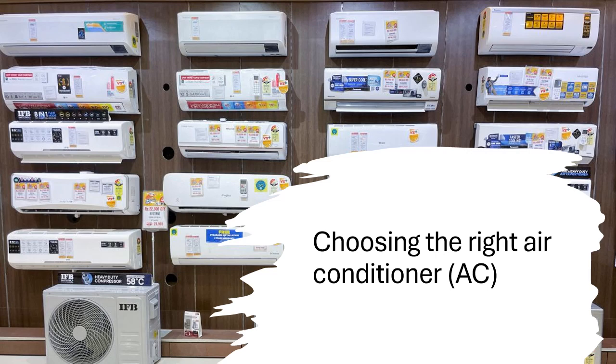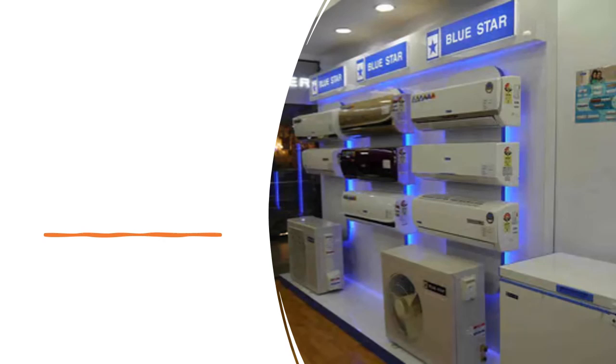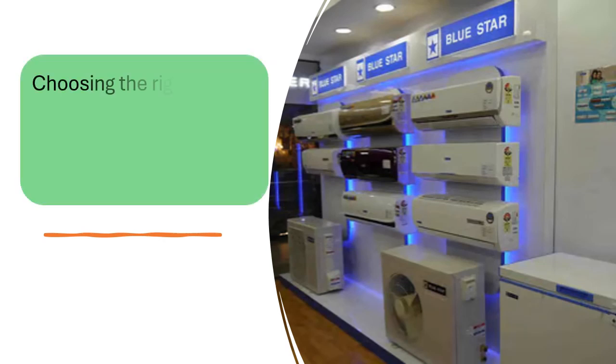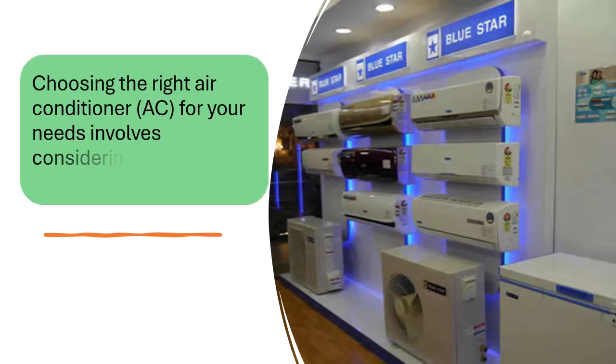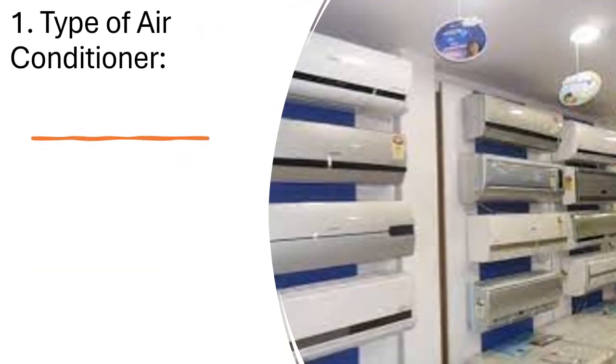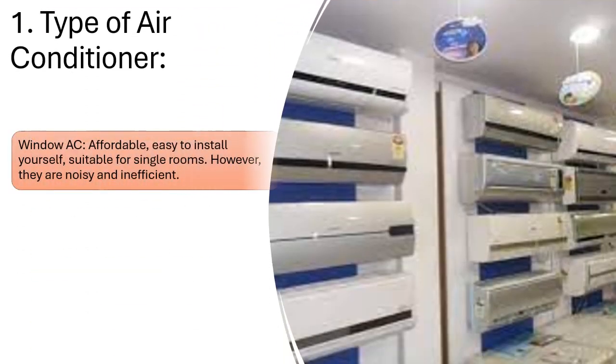Choosing the right air conditioner, AC, for your needs involves considering several factors. One type of air conditioner: Window AC. Affordable, easy to install yourself, suitable for single rooms. However, they are noisy and inefficient.